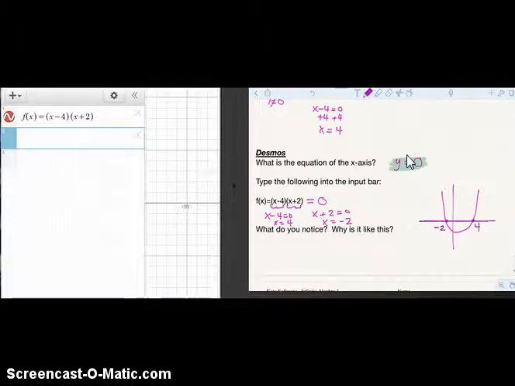So what conclusions can you draw? Why is it like this? What do you notice? Well, we notice that it crosses -2 and 4. And it's like that because those are the two values that will make our parabola be equal to 0, the value be equal to 0.